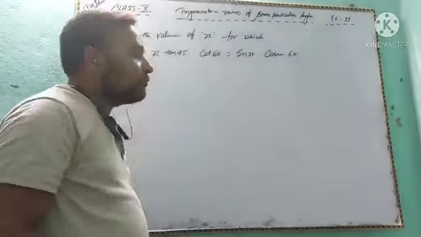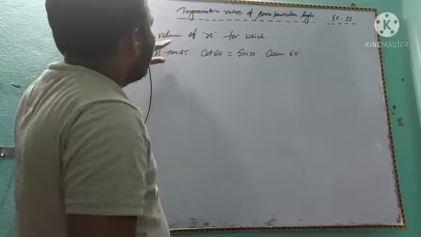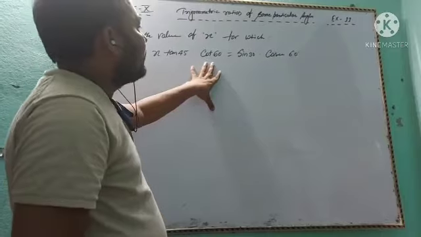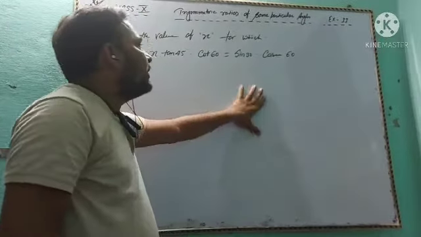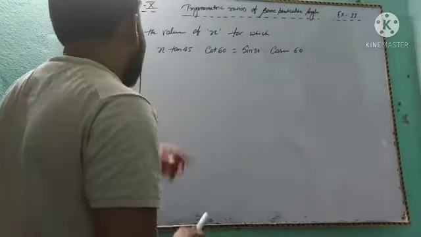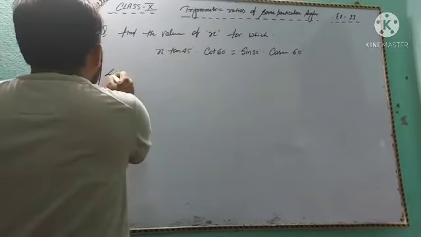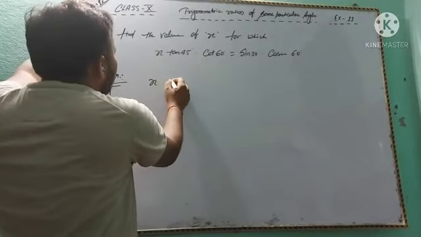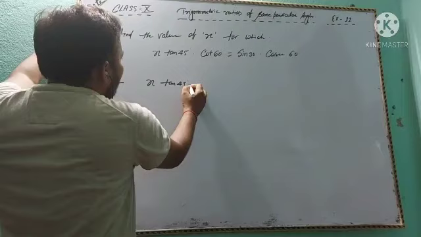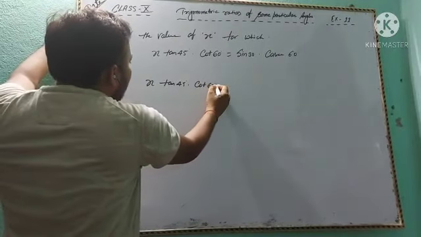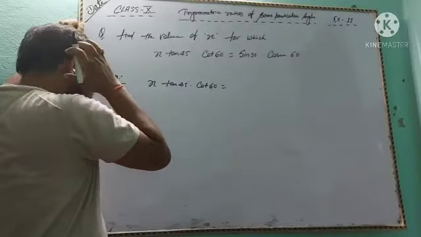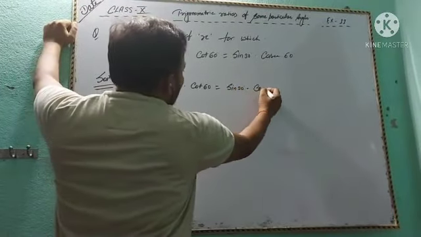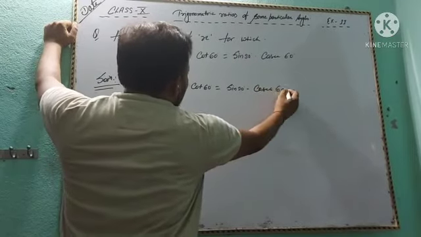Students, our next question is find the value of x for which x tan 45 degree into cot 60 degree is equal to sin 30 degree into cosec 60 degree. So students, let's start the solution. Here x tan 45 degree into cot 60 degree is equal to sin 30 degree into cosec 60 degree.